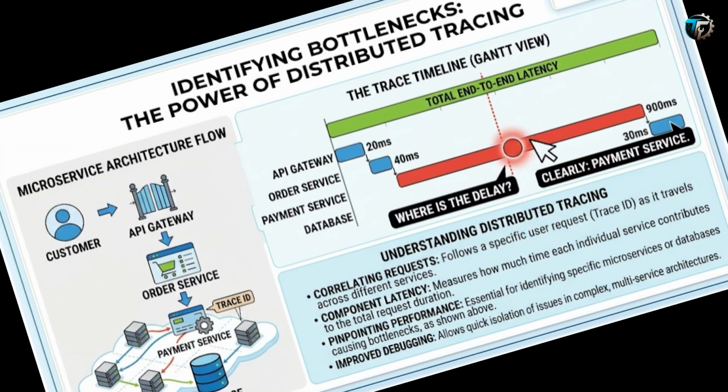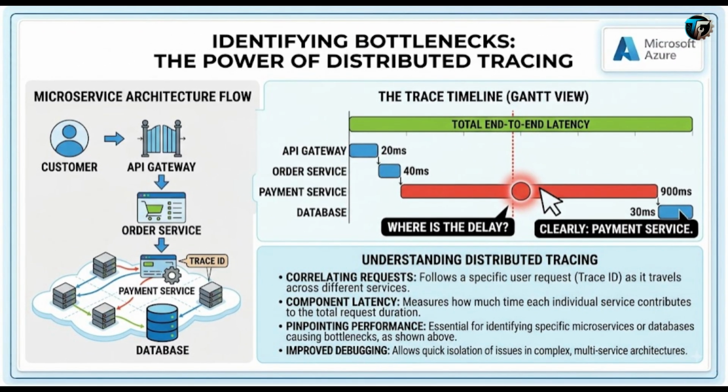Consider a standard microservices flow. A user request hits the customer frontend, routes through the API gateway, calls the order service, triggers the payment service, and finally writes to the database. Looking at the execution path, a single request breaks down like this.